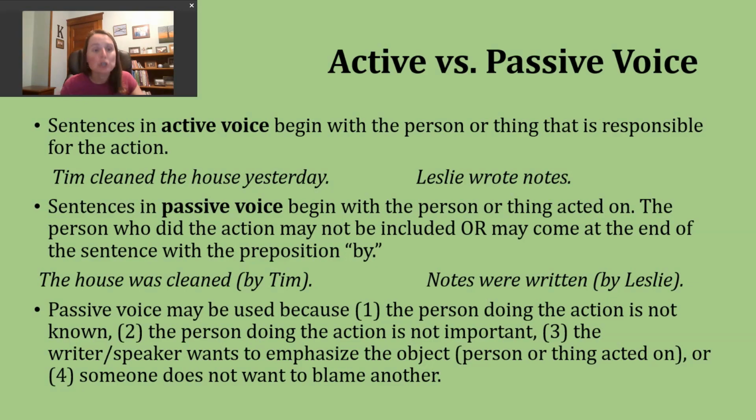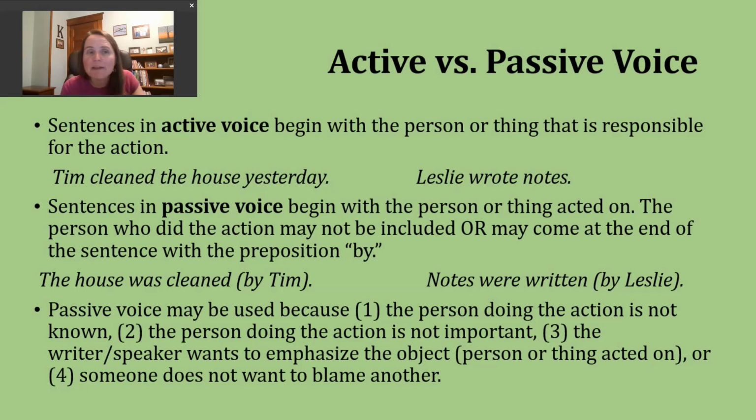But sometimes you will notice people writing sentences or speaking in what's called passive voice. In passive voice, our sentence is going to begin with the person or the thing that is acted on. Sometimes we call this the object. It's the thing that's receiving the action of the sentence. The person who's responsible for the action may be included in the sentence, and if that's the case, it's going to come at the end followed by the preposition by, but many times they are excluded from the sentence.